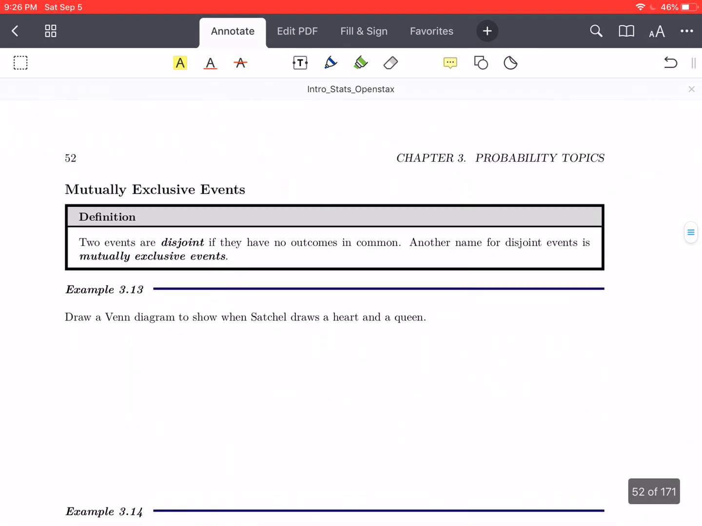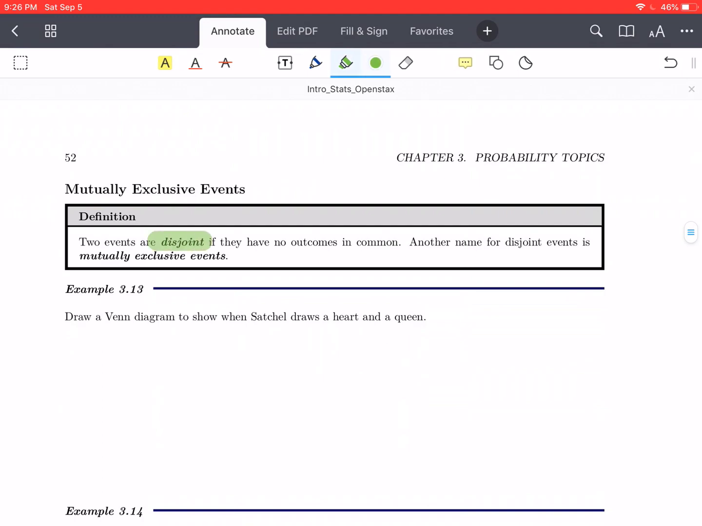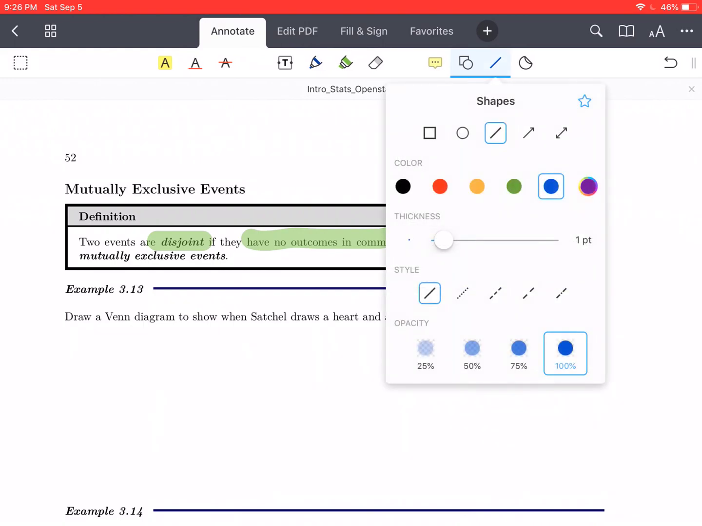And then we have mutually exclusive events. Mutually exclusive or disjoint events, which we talked about last time, have no outcomes in common. So not the same thing as being independent, just the fact that they have no shared outcomes. If we look at this example: draw a Venn diagram to show when Satchel draws a heart and a queen. Satchel was the guy drawing the playing cards from the previous section. We're going to see that guy popping up a lot here.